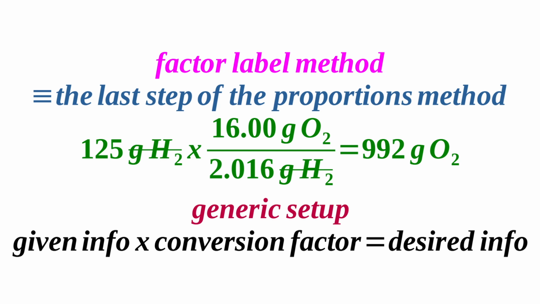It is well known to teachers and professors of chemistry that a number of students feel intimidated by this kind of calculation that they ought to do on several occasions in chemistry. It will be very helpful if they understand that factor label method is nothing but the last step of the proportions method that they were exposed to in a much lower level of math class.